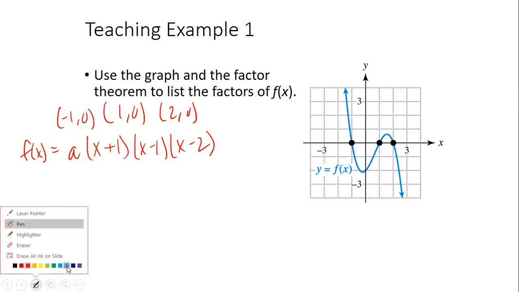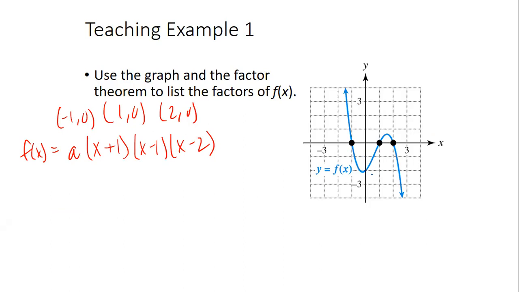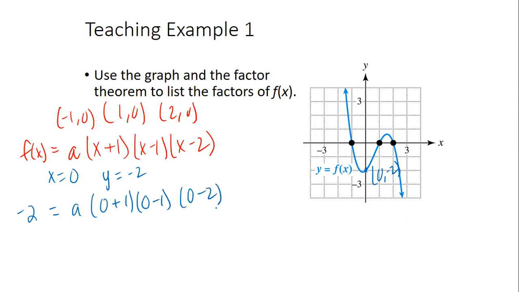After you have your generalized factored form, you then are going to actually find the value of your a. To find the value of your a, you're going to choose any other point on here other than your x-intercept. For me, I usually try to go for my y-intercept because then I get to use zeros. Anytime I get to use 0, it makes life easier, right? So my y-intercept here is at 0, -2. In order to solve for your a, you're going to plug 0 in for x, and plug in -2 for y. So we have -2 equals a times 0 plus 1 times 0 minus 1 times 0 minus 2. And your job now is to get a by itself.